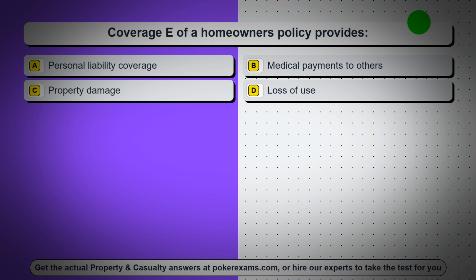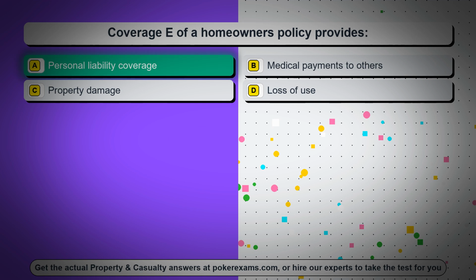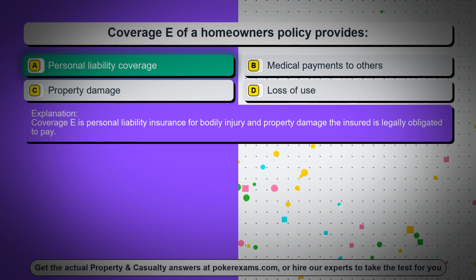Question 86. Coverage E of a homeowner's policy provides option A, personal liability coverage, option B, medical payments to others, option C, property damage, option D, loss of use. The correct answer is option A, personal liability coverage. Coverage E is personal liability insurance for bodily injury and property damage the insured is legally obligated to pay.